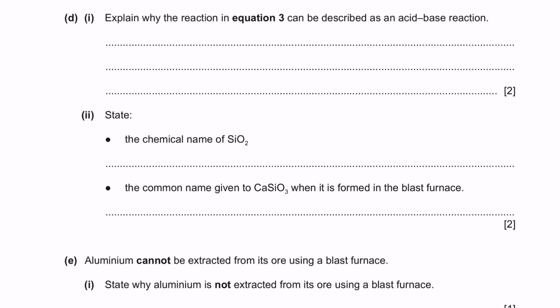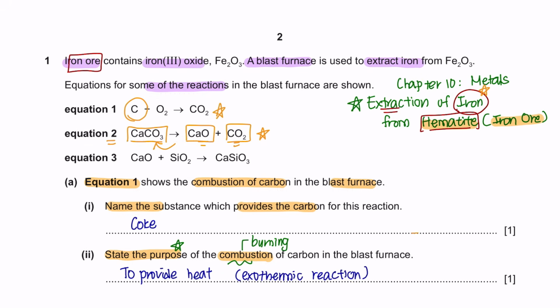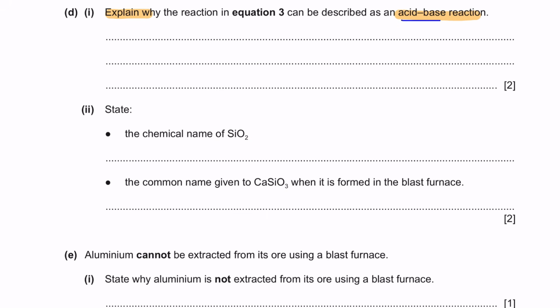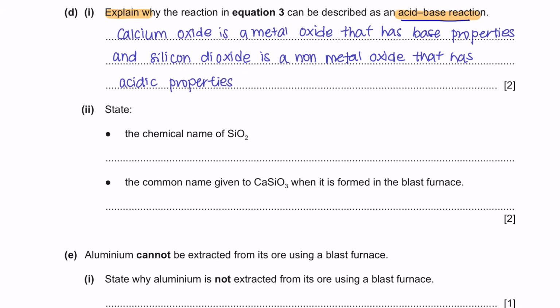Question D, part 1. Explain why the reaction in equation 3 can be described as an acid-base reaction. So equation 3 is a reaction between calcium oxide and silicon dioxide. Calcium oxide is a metal oxide and silicon dioxide is a non-metal oxide. A metal oxide is also considered as a base, and a non-metal oxide has acidic property. So a reaction between base and acid can be referred to as a neutralization reaction. Part 2. State the chemical name of SiO2. This is called silicon dioxide.